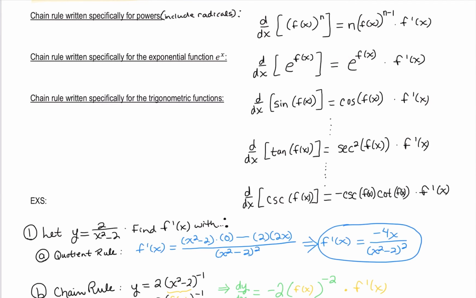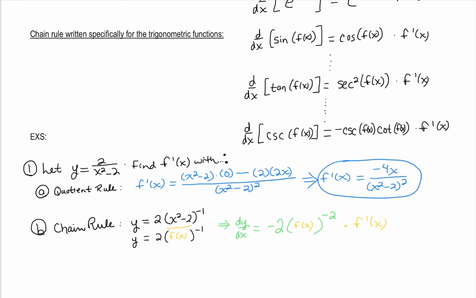All right, so what do I really have in this case? Let's make these substitutions in here. The inside function is itself x squared minus 2. So I really would have had this -2 times x squared minus 2 raised to the -2 power, and then times the derivative of the inside here, which is, of course, 2x.